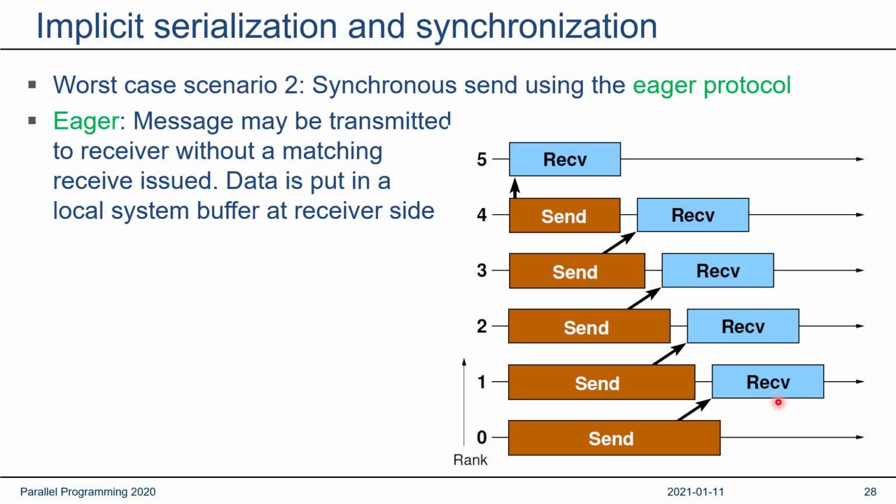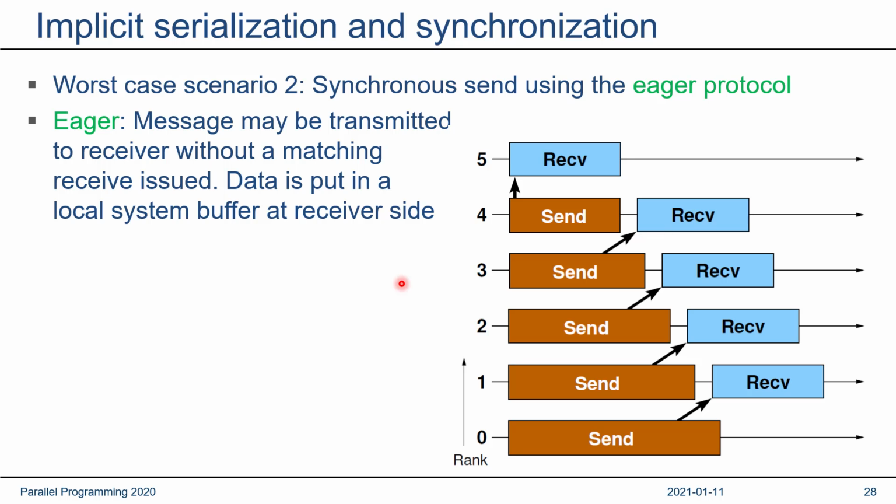The second worst case scenario is when the send is actually implemented as synchronous send, but uses the eager protocol. Eager protocol means that the message may be transmitted to the receiver without a matching receive being posted. The data is put at a buffer at the receiver side. Now, whether or not this occurs depends on many factors. There has to be enough buffer space available at the receiver side to actually take the message. There also has to be some software infrastructure or hardware in place to actually make it possible to transfer the message without the receiver actually calling MPI receive. So many unknowns here, but it is possible, and there are implementations which do that.